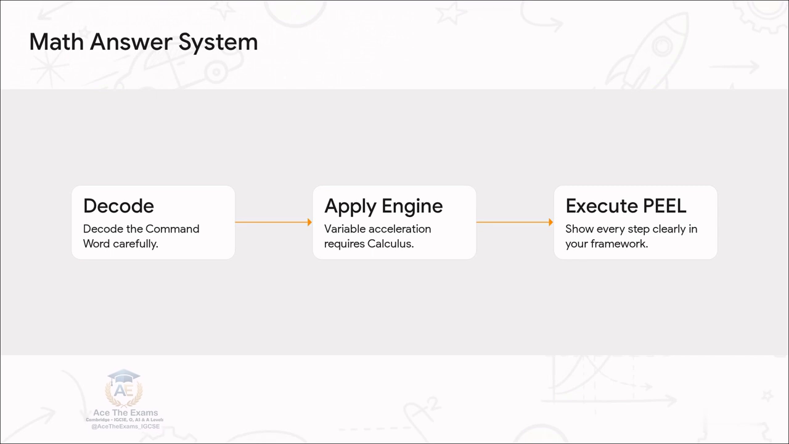Rule 3. Execute the Peel framework. Point out your starting mathematical truth, like v equals 0. Evidence your calculus working step by step. Explain your algebraic factoring clearly, and link your final calculated number back to the exact command word you decoded in Rule 1. Students who implement these mathematics strategies see an average improvement of 2 grade boundaries, but only if they practice consistently with our weekly videos.